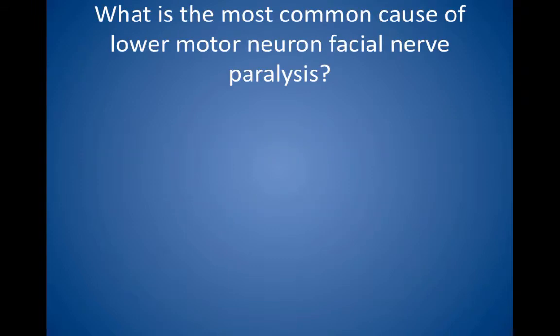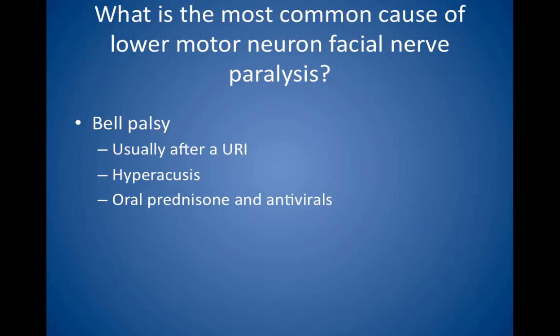What is the most common cause of lower motor neuron facial nerve paralysis? What are the classic symptoms? The most common cause is Bell palsy. Look for sudden unilateral onset, usually after an upper respiratory infection. The cause is thought to be a reactivation of latent herpes simplex 1 infection in most cases.